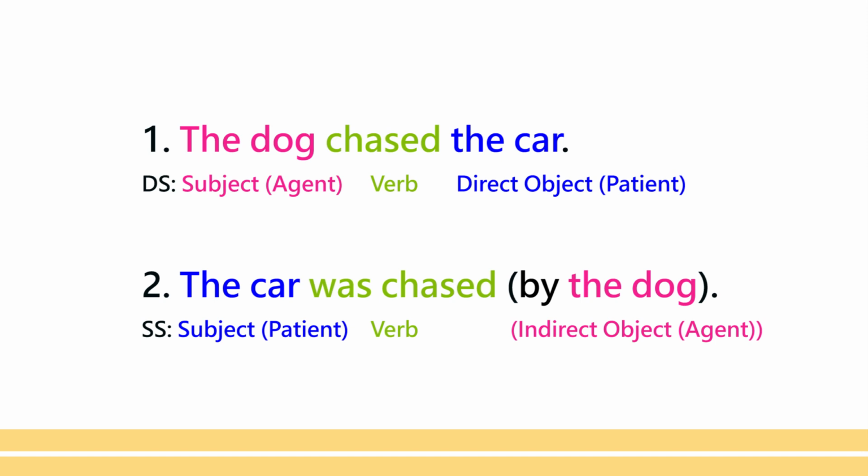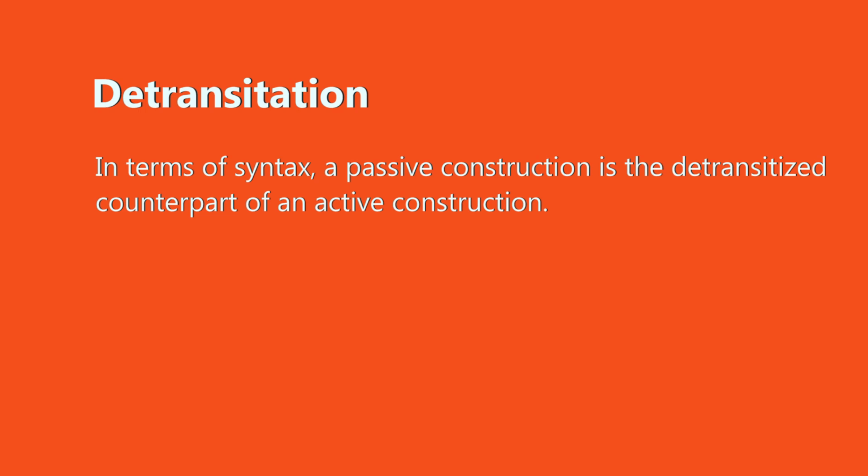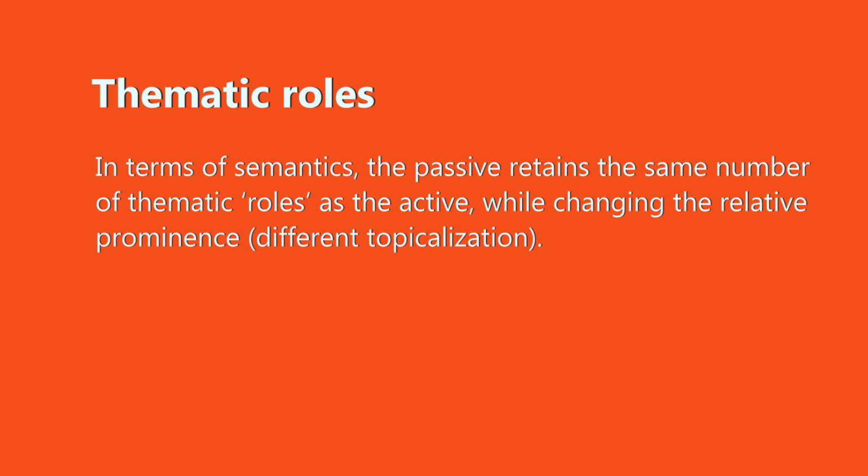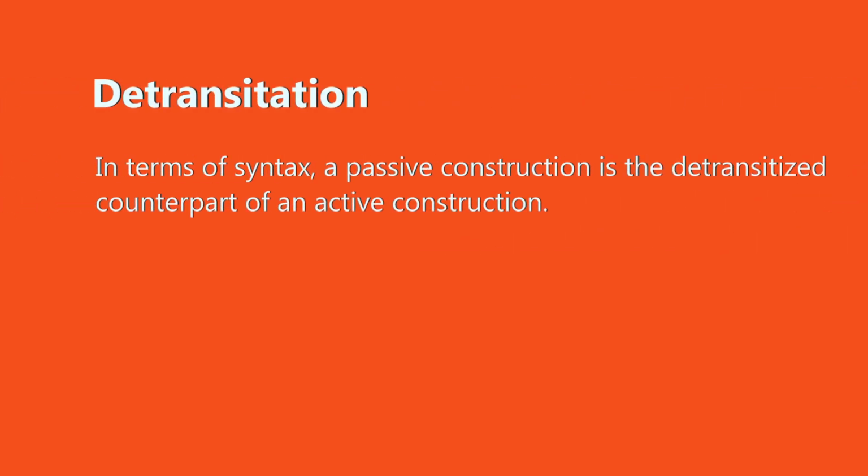Okay, let's move on to different views of the passive sentence again. In terms of syntax, a passive construction is the detransitivized counterpart of an active construction. In terms of semantics, the passive retains the same number of thematic roles as the active while changing the relative prominence, different topicalization. Okay, let me elaborate on this. In terms of syntax, the passive construction is detransitivized. What is detransitivized? Remove the transitive aspect.